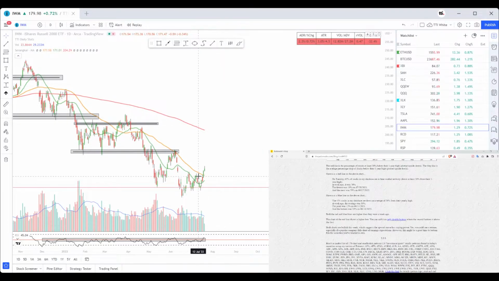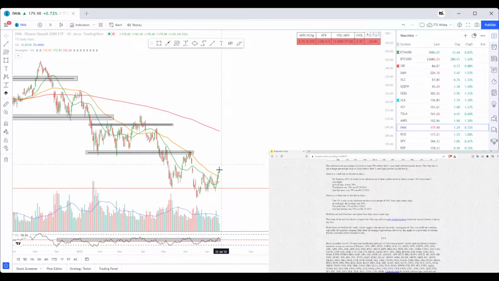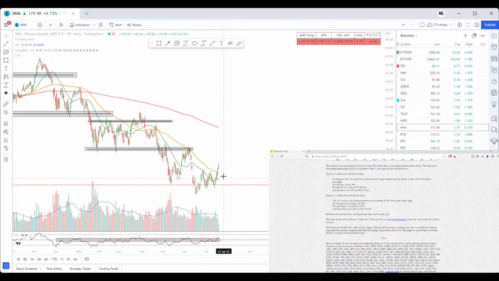The 20 is curling and the 50 is flat. Once again, the 50 is flat. This is a very good sign. If a crossover does end up happening here, it's showing us that the short and medium term are potentially both pointing up for the first time.